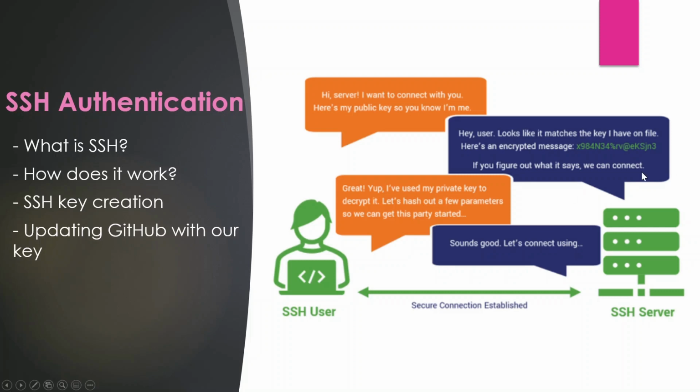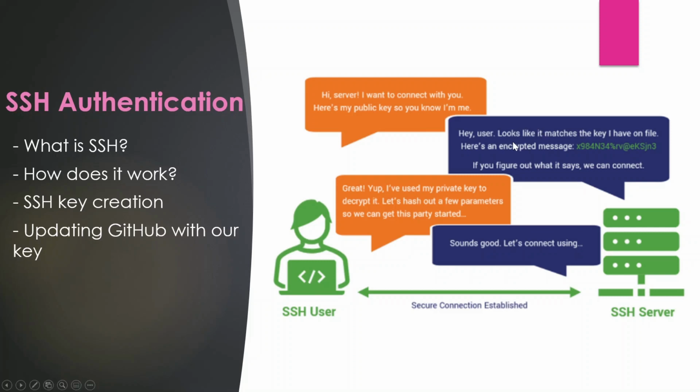You can see on the right side that there are two entities over here. One is the SSH user, which is like us, and the other is the SSH server. So the communication goes this way. The first message would be, hi server, I want to connect with you. Here's my public key so you know I'm me. So we create two keys, a public key and a private key.